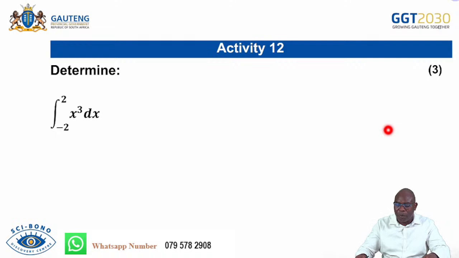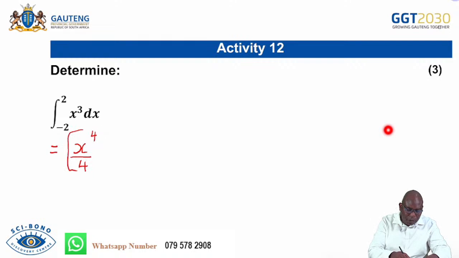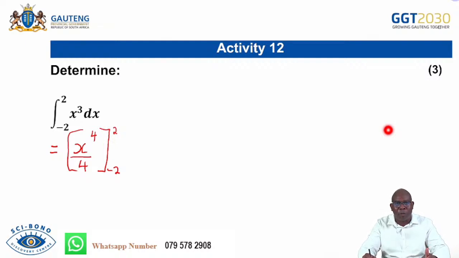So here, we are now going to integrate. Let's integrate this one. I don't have any problems here, so I just integrate this one. So what am I going to have? The integration of that will be x to the power of 4 all over 4. But now remember what I must do. I must then put my upper limit and my lower limit. So it's 2 to minus 2.